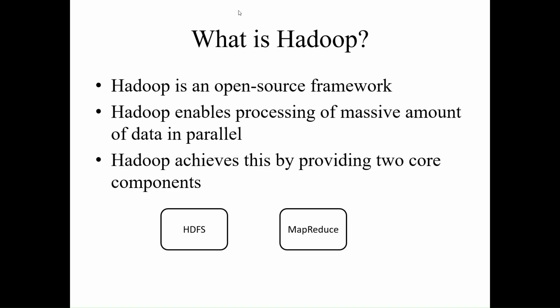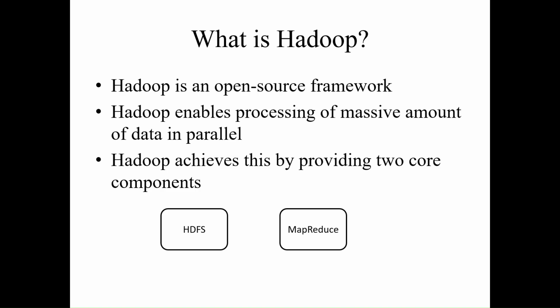Hadoop is used for distributed storage and distributed processing of very large data sets on computer clusters built from commodity hardware. All the Hadoop modules or components are designed with a fundamental assumption that hardware failures are common and should be automatically handled by the framework. The core of Apache Hadoop consists of a storage part, which is known as Hadoop Distributed File System or HDFS, and a processing part, which is the MapReduce programming model.